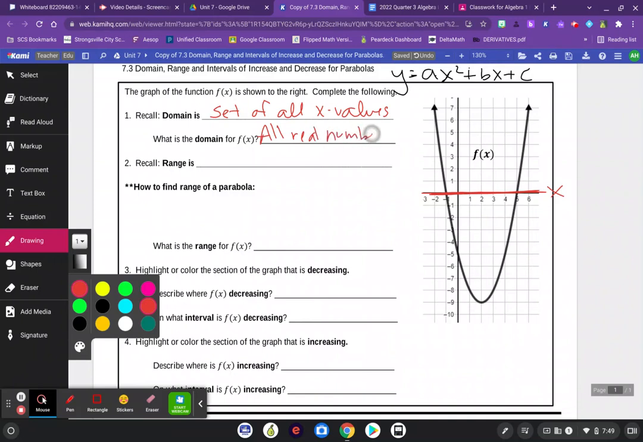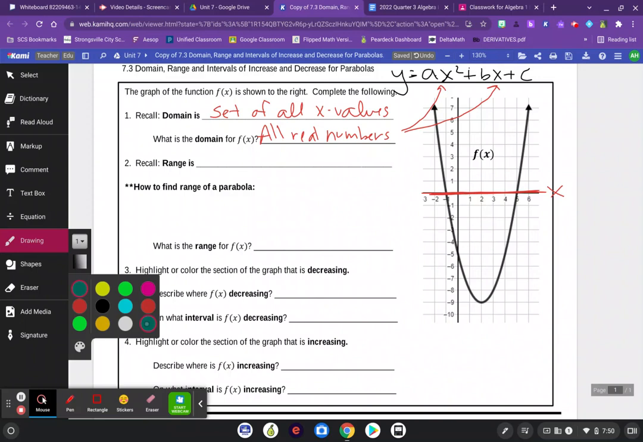And what that means is that I can take any number and put it in place of x, and I will always get a y value out for it. So any number that you can think of, you can always substitute it into that quadratic function, and you will always get an output that matches that x.